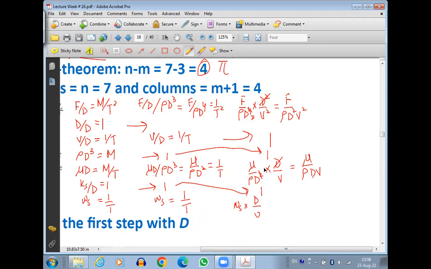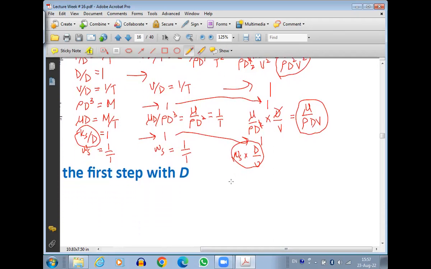So what are the dimensionless parameters that we actually get? This is one of the dimensionless parameters that we get. This is another dimensionless parameter that we get. ks by d is another dimensionless parameter that we get. And the third dimensionless parameter is this, omega s d by v. These are the dimensionless parameters that we get.